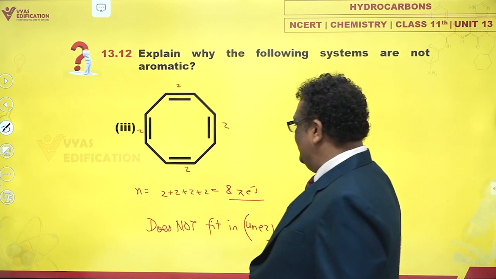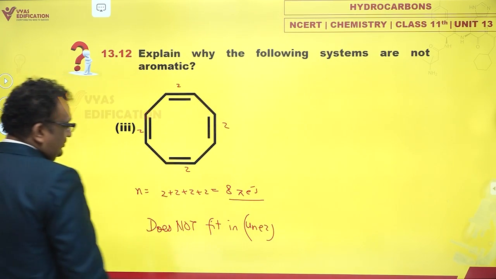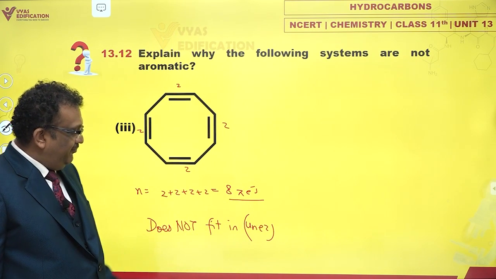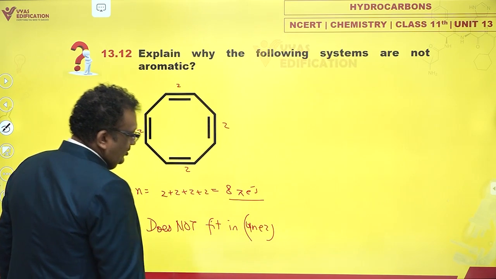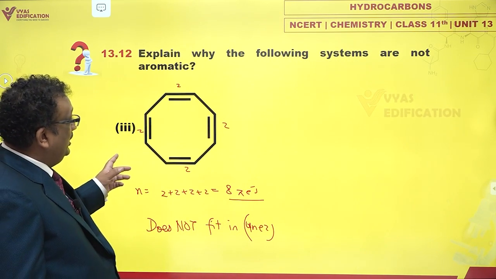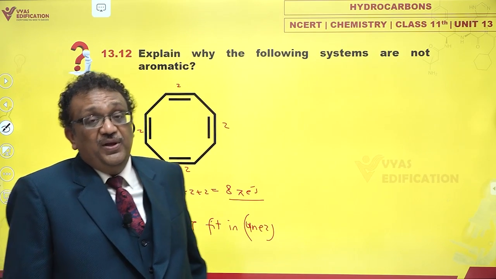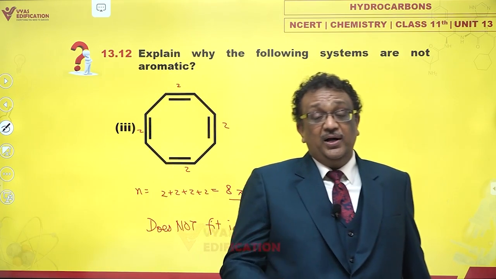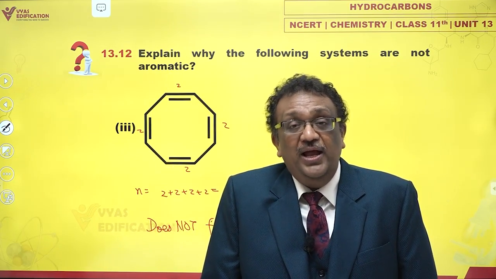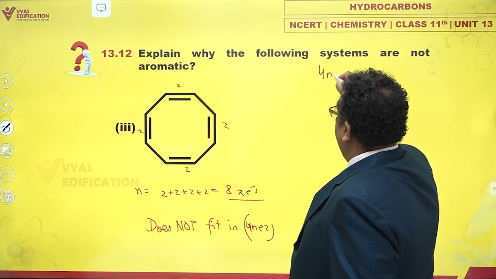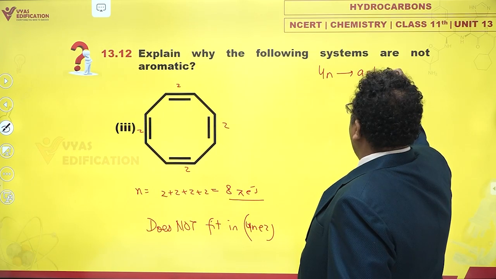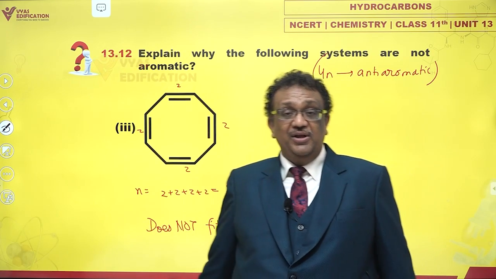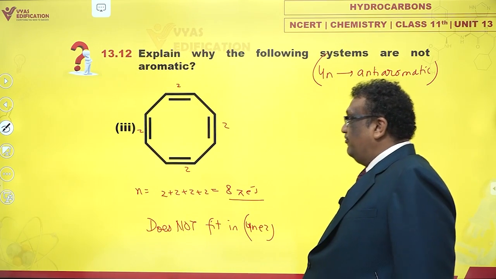So let's take a further look. It does not fit in 4n plus 2. Yes, no doubt. So actually, cyclooctatetraene would have become anti-aromatic and very unstable. Whenever you have 4n plus 2 pi electrons, it is aromatic. And whenever you have only 4n, then it becomes anti-aromatic. Oh my God, so this must be really bad. Yes, it is bad. But something very funny happens.